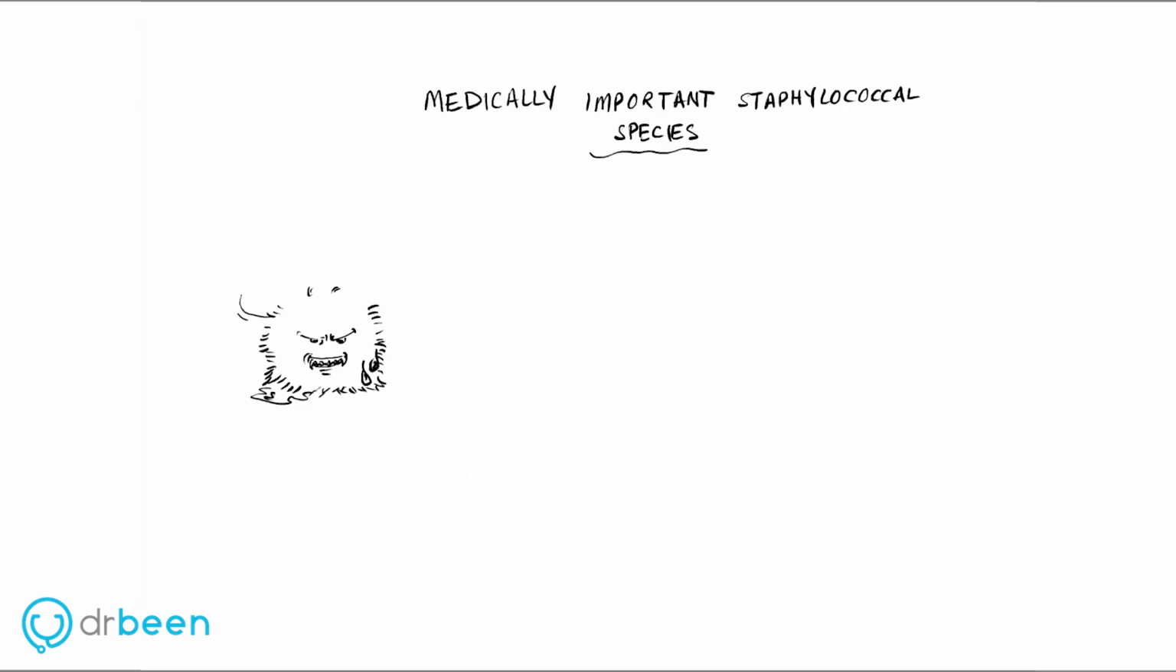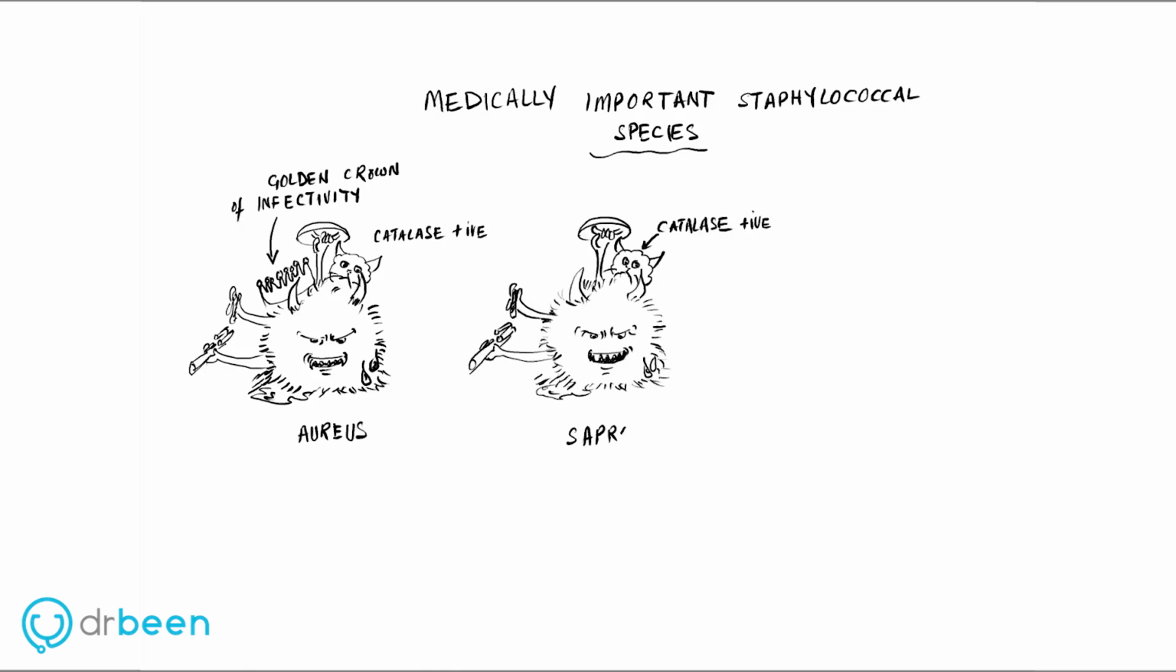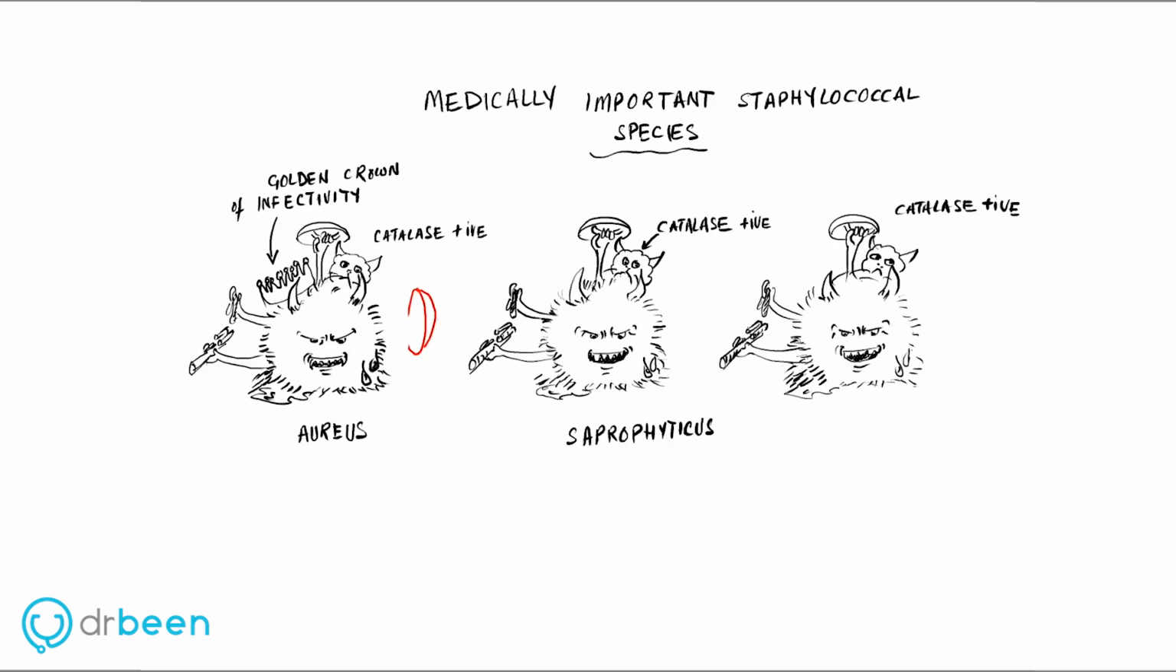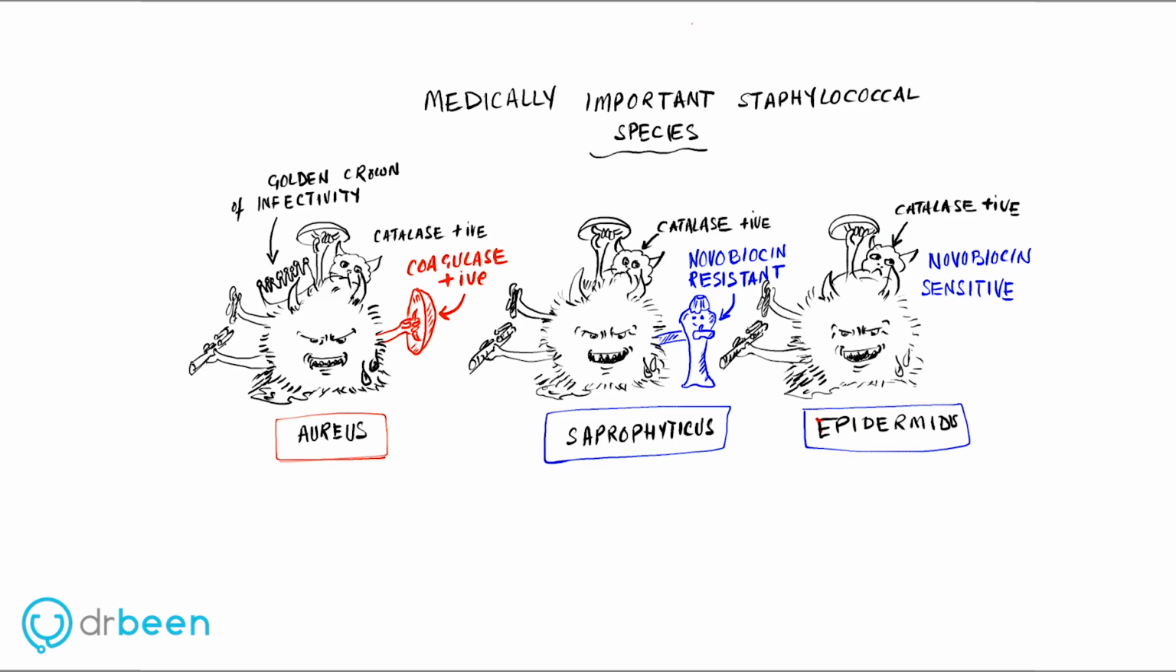Presence or absence of coagulase enzyme subdivides Staphylococci genus into more virulent Staphylococcus aureus, which is coagulase positive, and Staphylococcus epidermidis and Staphylococcus saprophyticus, which are coagulase negative. Now remember this as well, that Staphylococcus saprophyticus is Novobiocin resistant and Staphylococcus epidermidis is Novobiocin sensitive. These are the three medically important pathogens in this genera. Otherwise, there are 49 species and 27 subspecies in it, which we will not talk about.